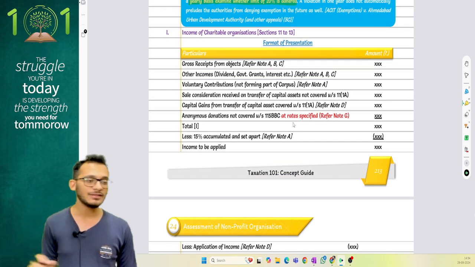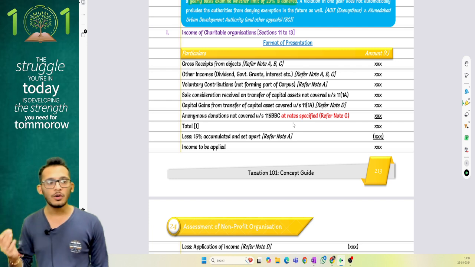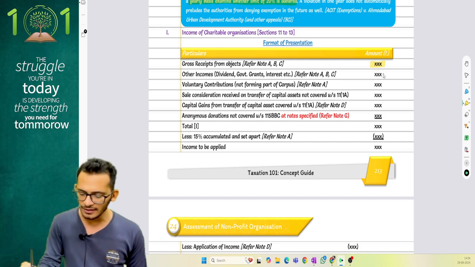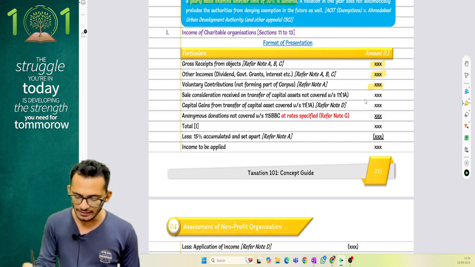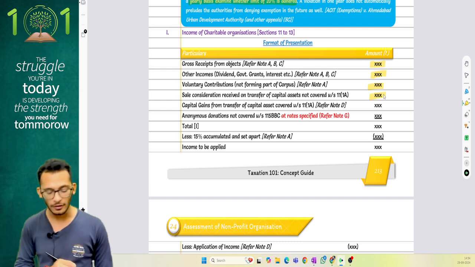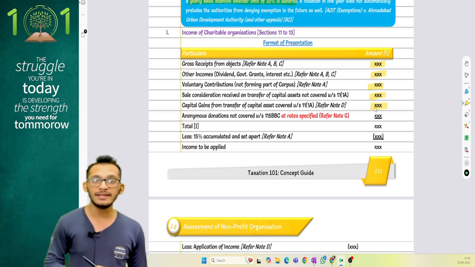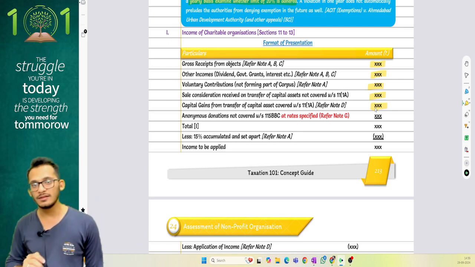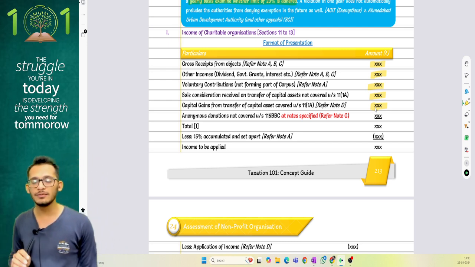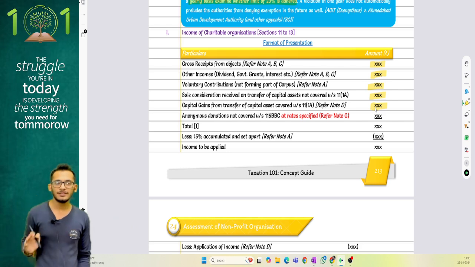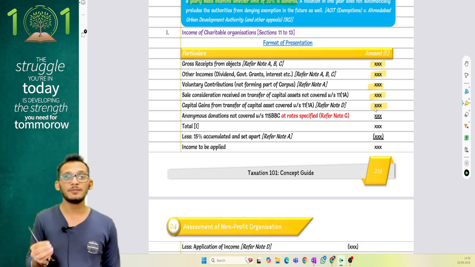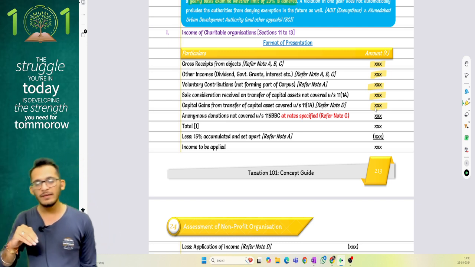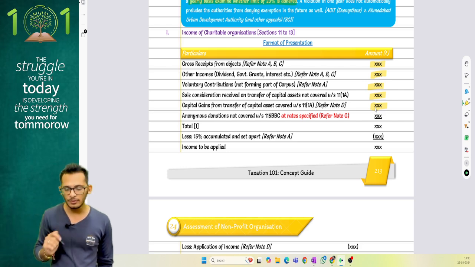How do you understand the format of a charitable organization? First, very simple: whatever receipts you have, everything will become taxable. So take into consideration all your gross receipts, other incomes, voluntary contributions, any sale consideration you receive from sale of your assets, and any capital gains which you may have. Take all the receipts into consideration, including any donations. These donations will then have to be split into voluntary donations, anonymous donations, and taxable anonymous donations. We will do that separately, but right now take all your donations into consideration.